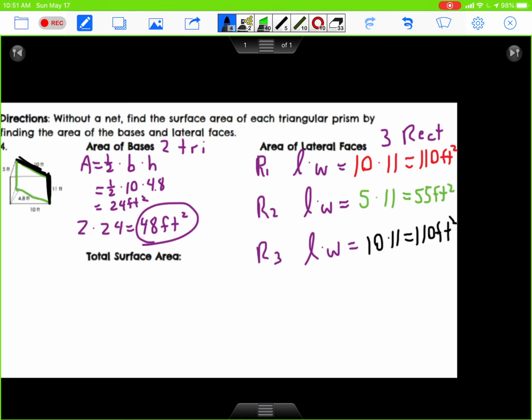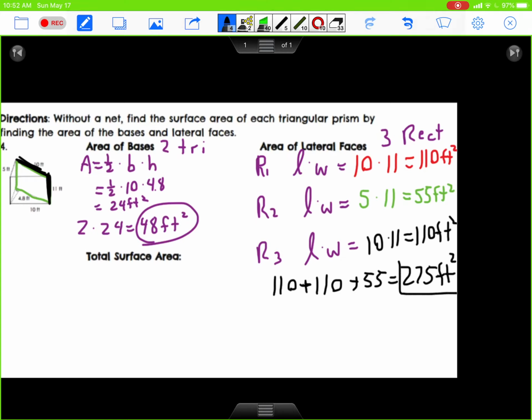And now we're done with the rectangles. We found all three. Like I said, the hardest part here is to figure out what are my side lengths for my rectangles. It's sometimes hard to see because we're looking in 3 dimensions now. It's not a flat shape, so you've got to be careful. Add up my rectangles, 110 plus 110 plus 55, and I get 275 feet squared. And that's the area of my lateral faces.